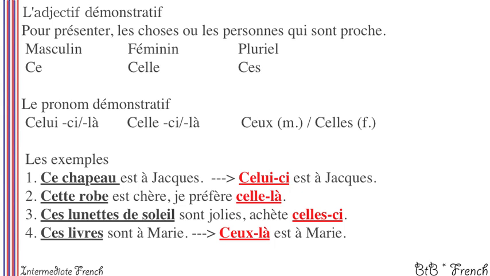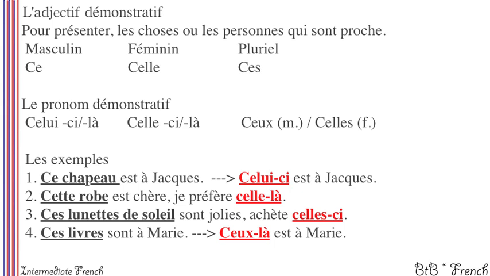You should see that the masculine and feminine demonstrative adjectives have ci or là after the words. You use ci if the object is near to you and you use là if the object is further away from you. Par exemple, ce chapeau est à Jacques devient celui-ci est à Jacques.